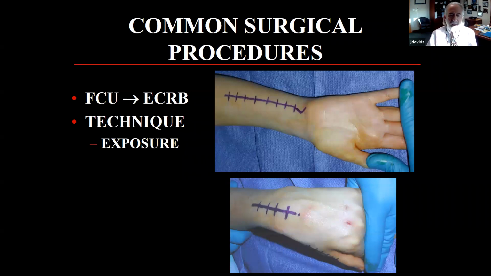The technique that I like involves incisions on the volar aspect of the forearm and on the dorsum of the wrist. I do not think that this operation should be done with small incisions because of the anatomy of the FCU, which has its muscle belly going very distally.